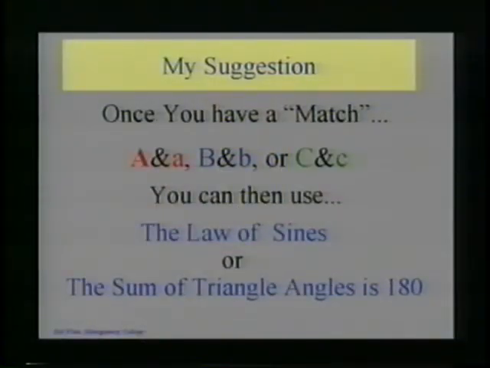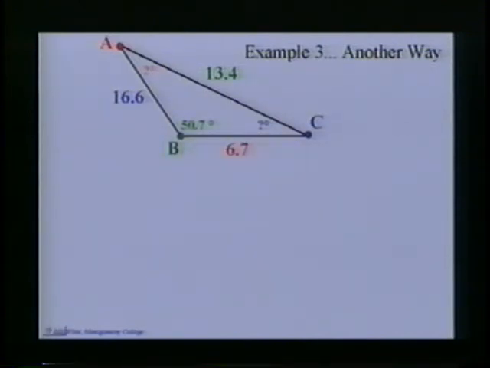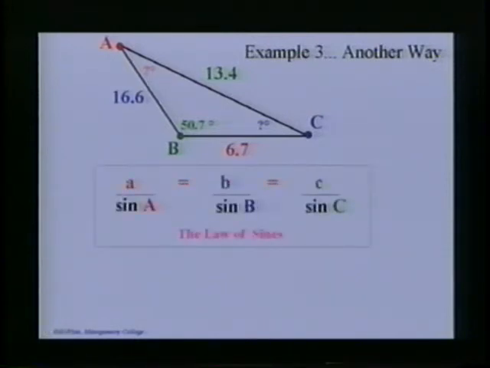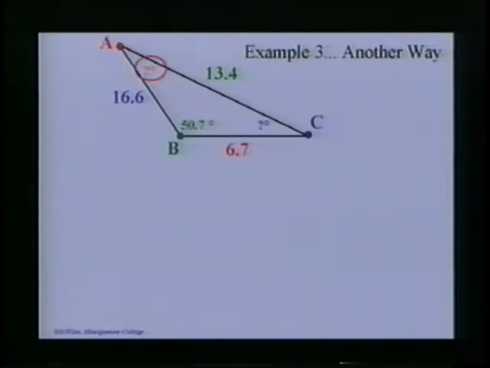Other things that you may want to use is the fact that the sum of the triangle angles is 180. Once you have two angles, you're on fire. So another way to do the second part of this problem, once I had figured out that this angle is 50.7, you know what I would do? I would use the law of sines, because I have a match here. If I wanted to find this angle, which we did last time, we better get the same answer. I'll use 13.4 over the sine of 50.7 is the same as 6.7 over the sine of my angle.